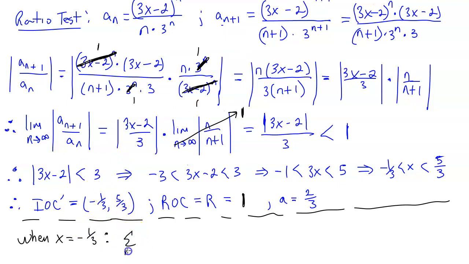So if we go ahead and put this together here, let's see what our original series was. This is going to be from 1 to infinity, and we're going to have 3 times a -1/3 minus 2, all of that raised to the n, all over n times 3 raised to the n.